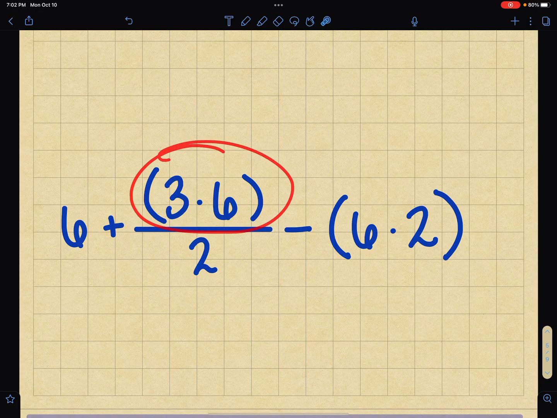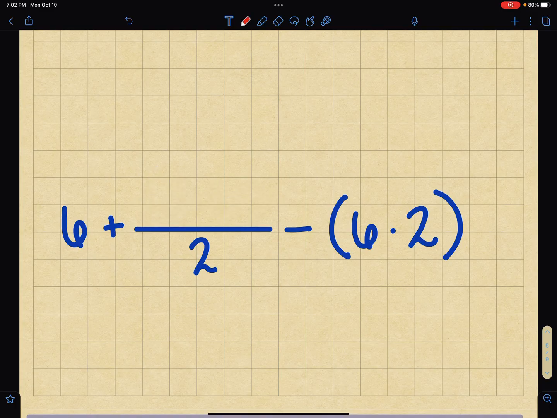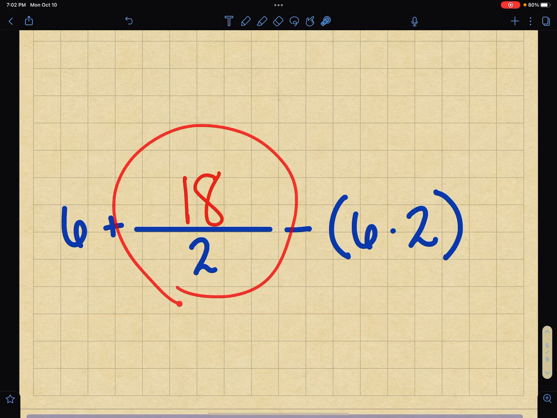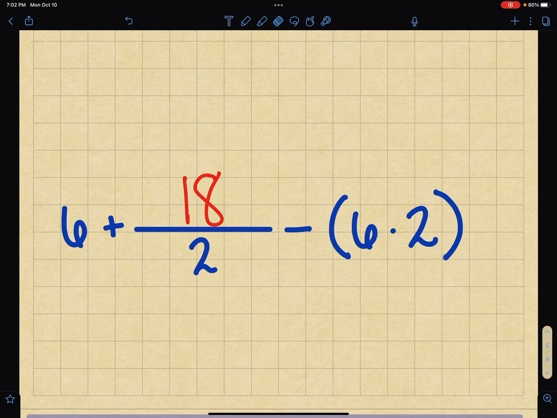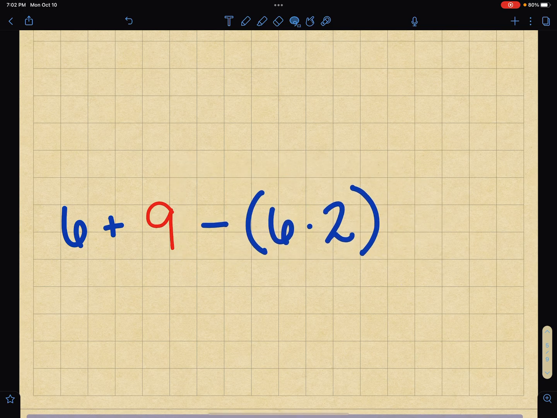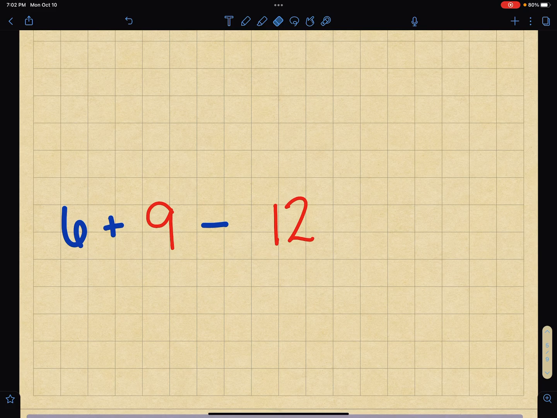Here we start with 3 times 6. That's going to simplify to 18. Then we look left to right. This division happens in order from left to right. So 18 divided by 2 is 9. Now, all we have left is this. When we look left to right, we see that this is the next multiplication. So instead of 6 times 2, I'm going to put 12 here. And because that's a single number, I can get rid of those. Now I have 6 plus 9 minus 12. And I get 3. Same thing as before.